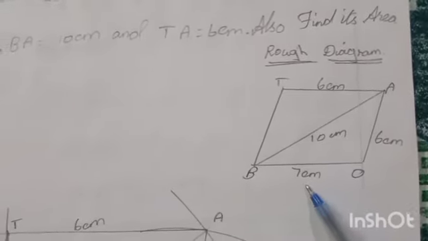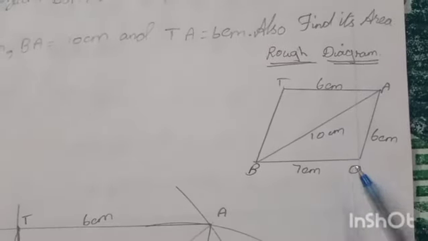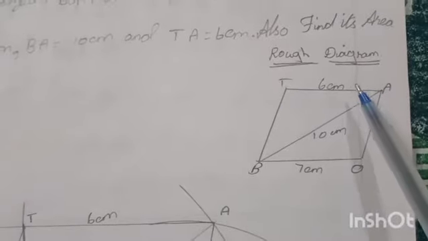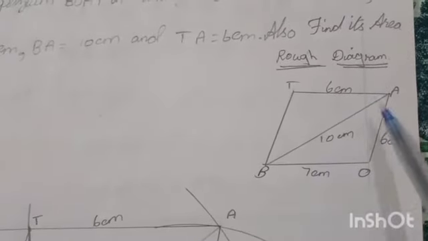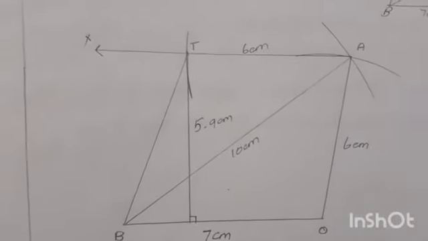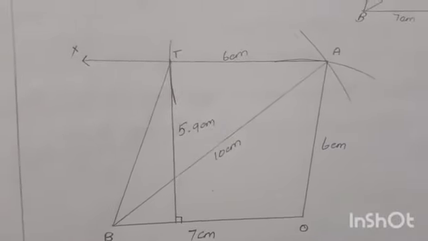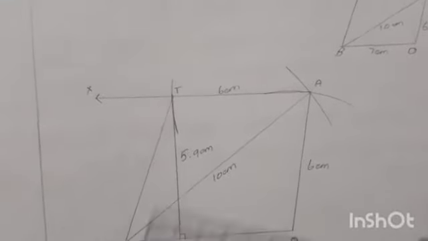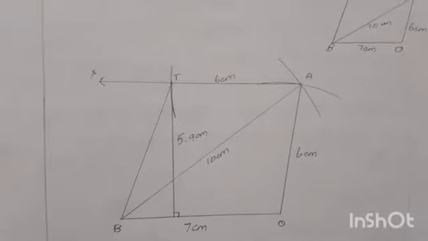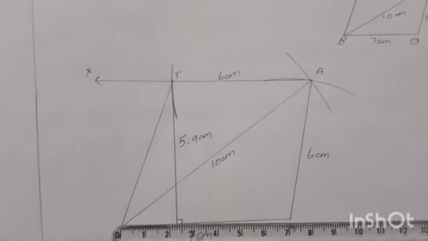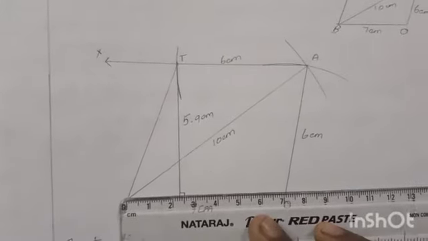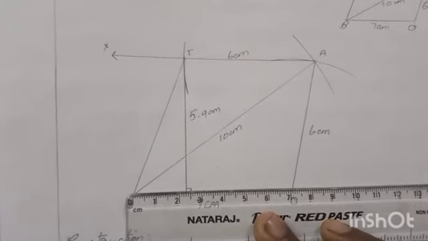Now we have to mention the measurements. BO equal to 7 cm, OA equal to 6 cm, AT equal to 6 cm. One diagonal is given, that is 10 cm. Listen students, first you have to draw, referring to the rough diagram. Draw a line segment BO equal to 7 cm. With the help of a scale, you have to measure 7 cm.